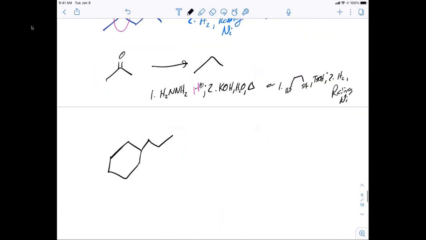I'll get my structure right, tried to do this one with the thiol, cyclic thioacetal, followed by hydrogen and Raney nickel.